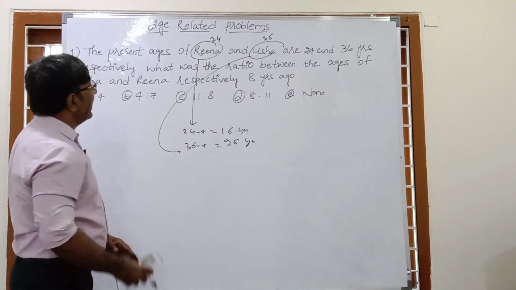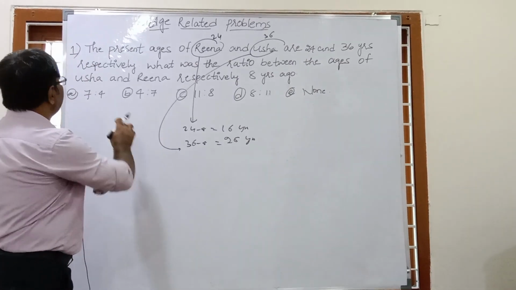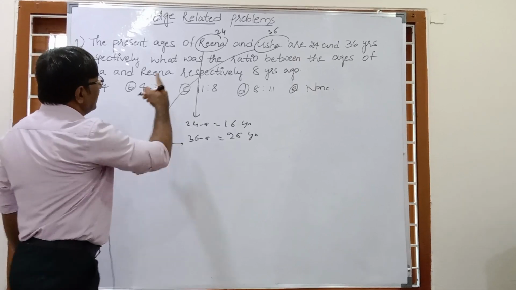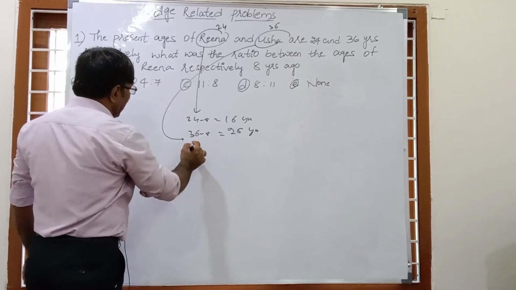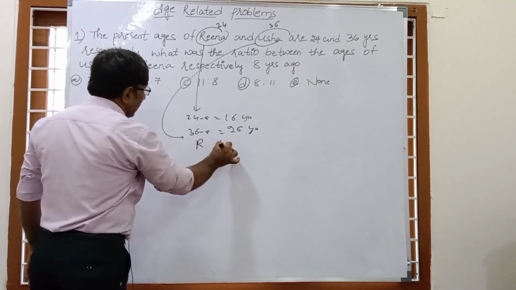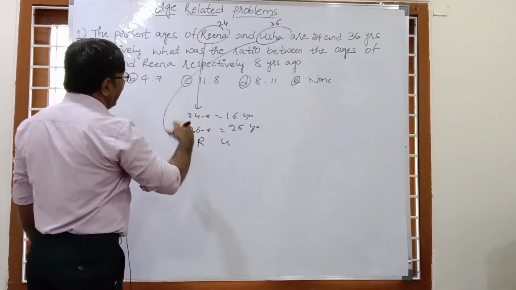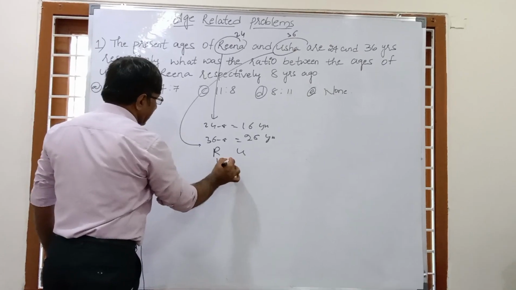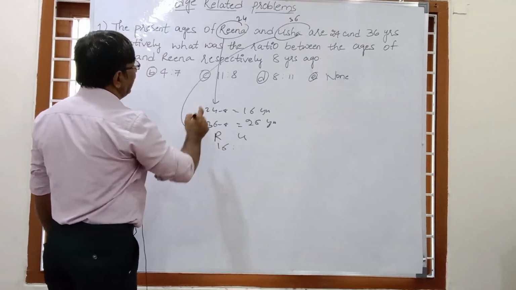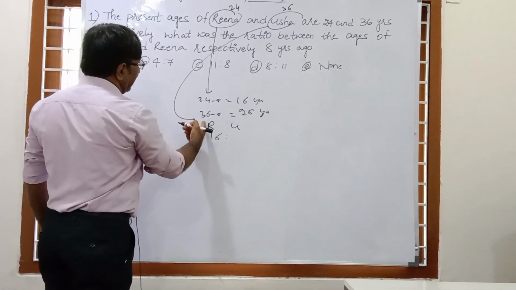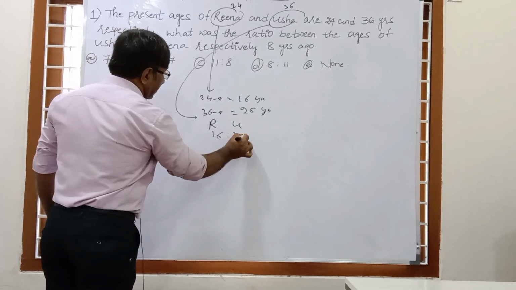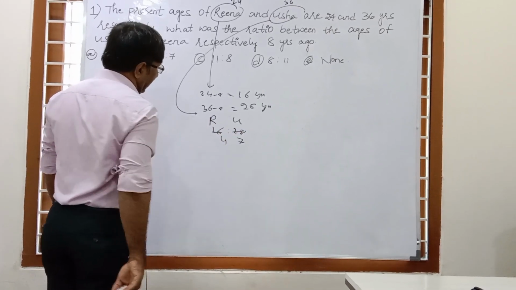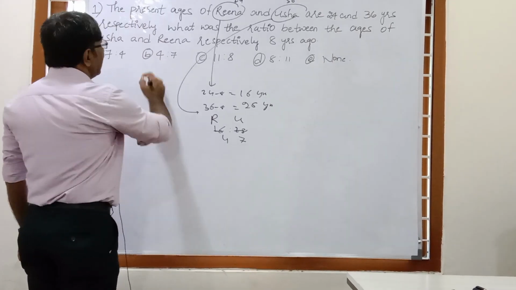Now we have to find the ratio between the ages of Usha and Reena respectively 8 years ago. So first Reena and then Usha. So this is Reena and this is Usha. Reena's age 8 years ago was 16. And Usha's age 8 years ago was 28. So 4 fours are 16 and 4 sevens are 28. So 4 ratio 7 is the correct answer.